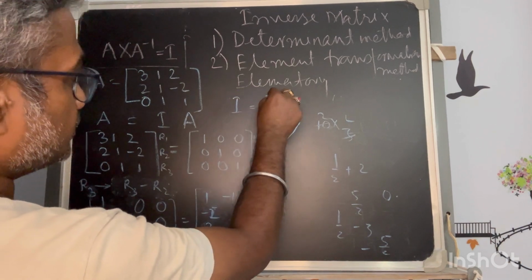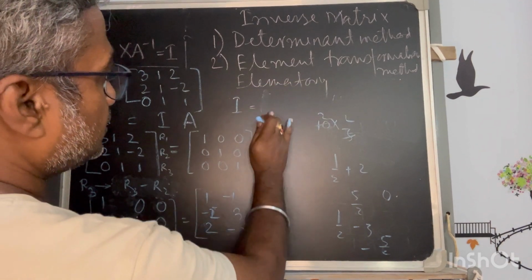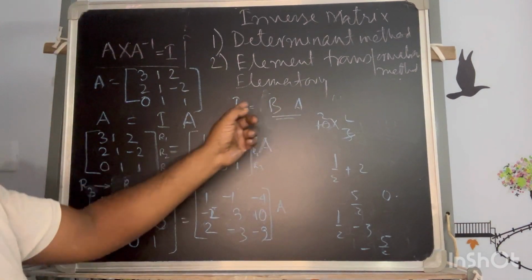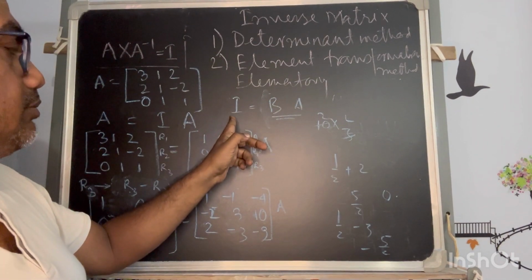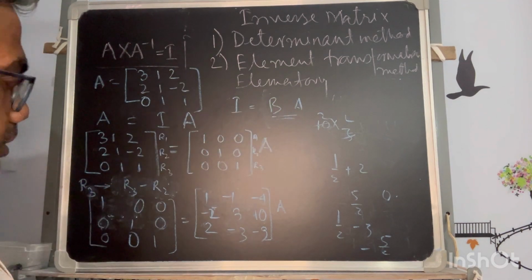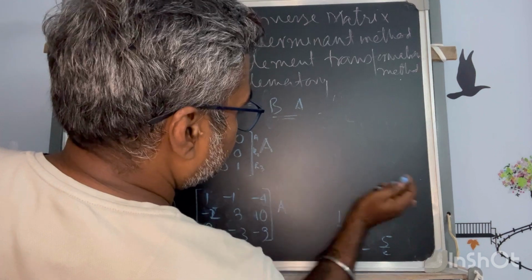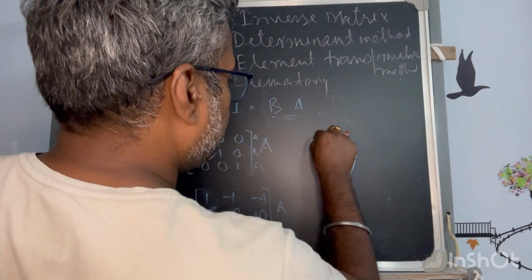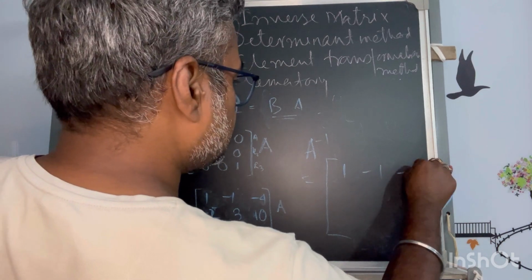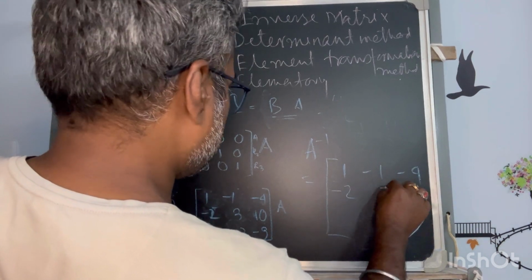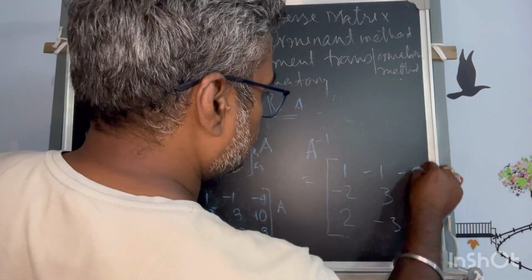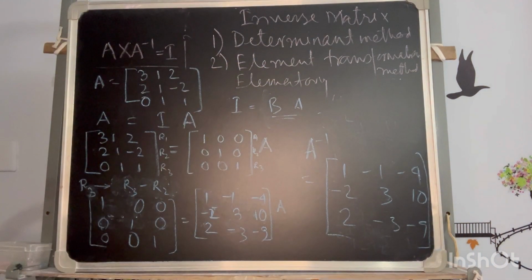So this is I. This is some matrix. Let's say I am talking, this is B into A. So now when this relation is satisfied, B into A is equal to a unit matrix, so this will be the inverse of this matrix. So we can say by this elementary method I have found A inverse, that is equal to 1 minus 4 minus 2, 3 10, and this is 2 minus 3 minus 9. So this is my inverse matrix.